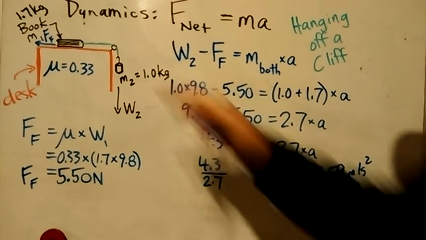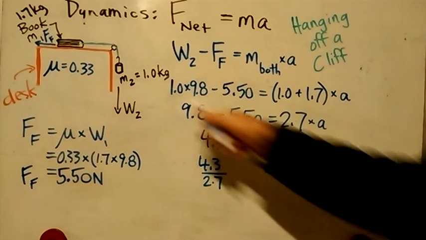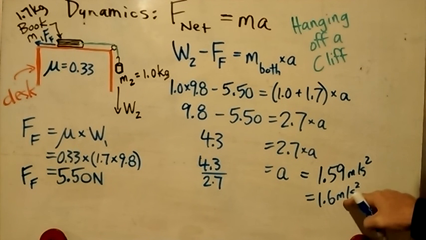And if you were talking about the book, that would be 1.6 meters per second squared to the right. And if you were talking about M2, the weight, then it would be 1.6 meters per second squared down.